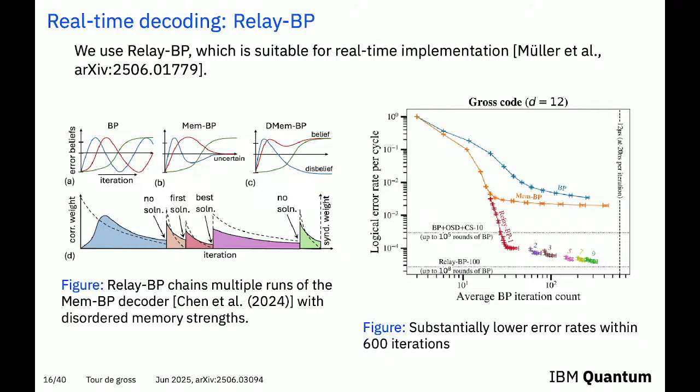It's maybe roughly an order of magnitude. And it's also approaching the relay BP decoder that had 10 to the 8 rounds of decoding, which obviously is going to be too slow if we needed to do this in real time.